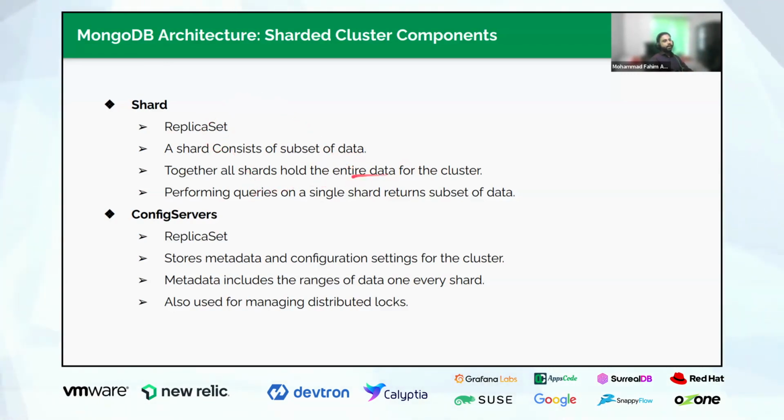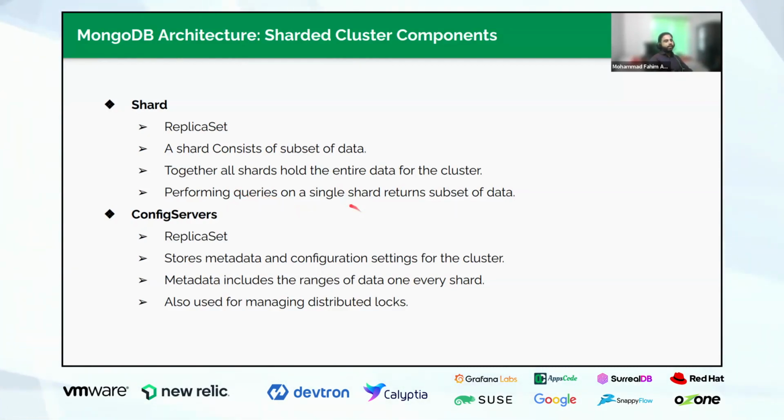Together, all the shards have the entire data for the cluster. If you perform a query on a single shard, you will only get the subset of data. Like, you have 100 documents and you have 5 shards. Each shard contains 20 documents. So if you go to one shard and perform a query, you will only get the data that shard has. You will not get the other 80.